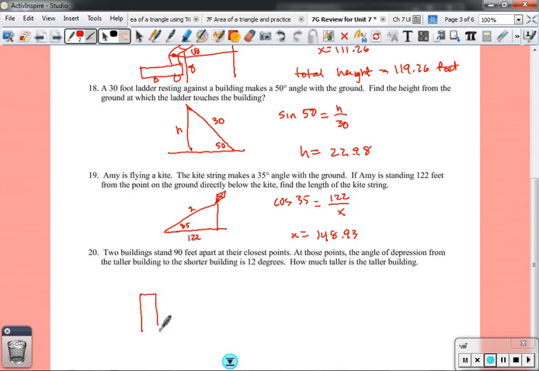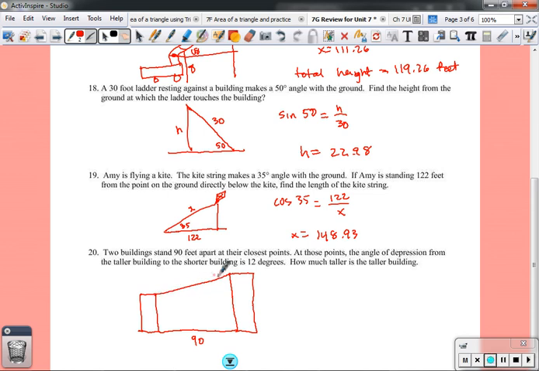Two buildings stand 90 feet apart at their closest points. Buildings don't really stand, I don't think, unless they have legs. So they're 90 feet apart. So this distance right here is 90. One of the buildings is going to be taller. Because as we all know, taller is better. At those points, the angle of depression from the taller building to the shorter building is 12 degrees.